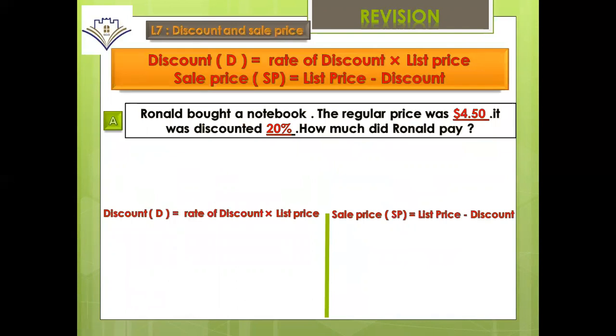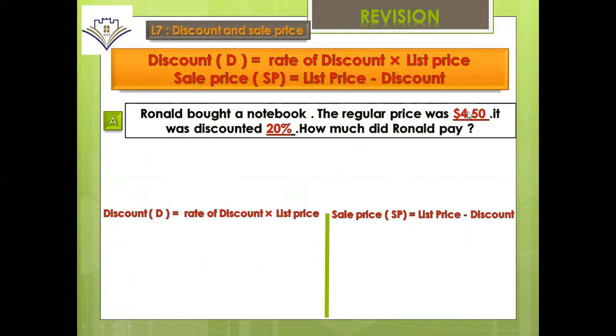Discount and sell price. Look at these two rules. Discount equals rate of discount multiplied by list price. And sell price, SP, equals list price minus discount. Look at this question. Ronald bought a notebook. The regular price was $4.50. It was discounted 20%. How much did Ronald pay?